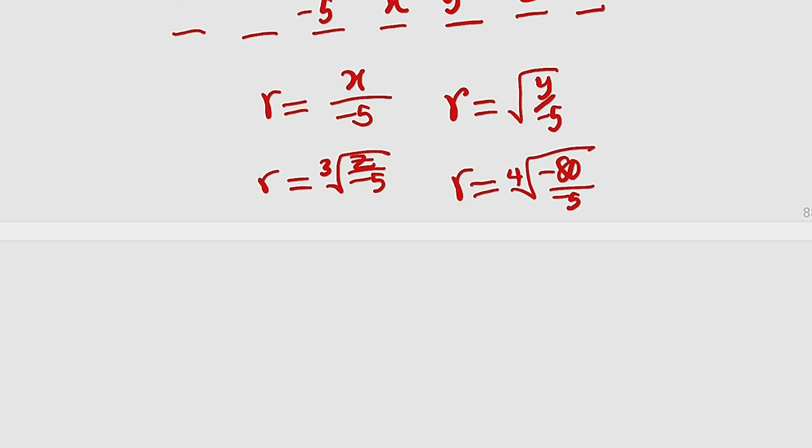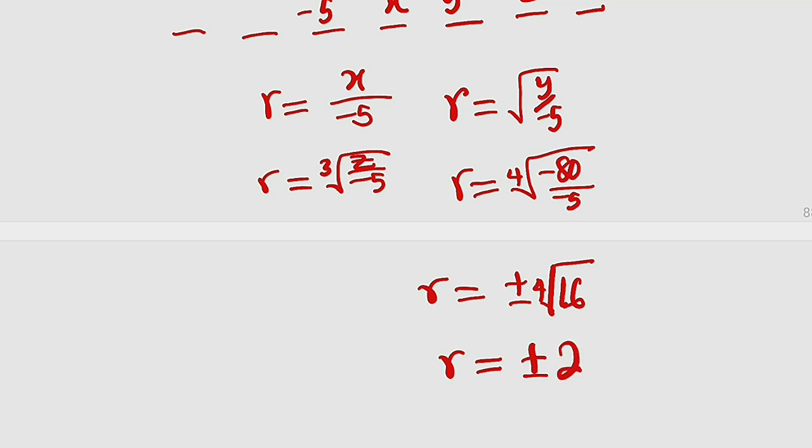And you know that -80 divided by -5 is 16. So r will be equal to plus or minus the fourth root of 16. And r, which is our common ratio, will be plus or minus 2. So this is just the solution to this problem.